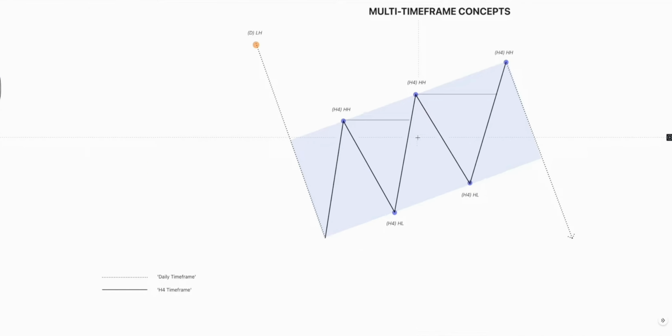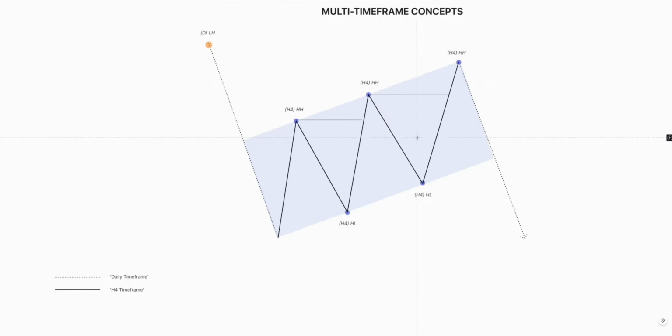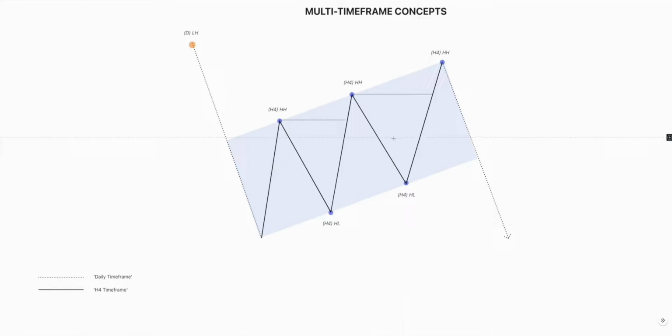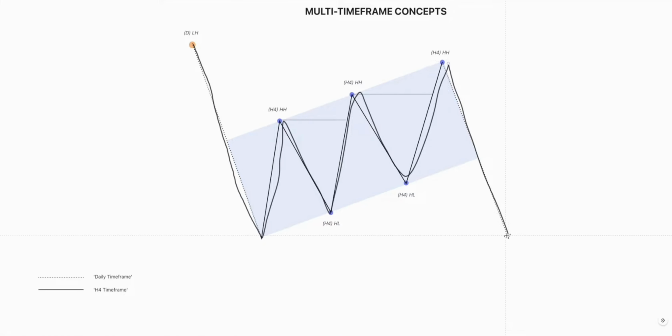Now, we've just got a little bit more theory to go through, and then we will jump on the charts and we will have a look at some live price action, and we'll also have a look at some trade examples as well. So what I want you to imagine is that this is the daily time frame here. So we have a daily impulsive run to the downside. We then have a daily corrective pullback, and we are expecting another daily impulsive leg to the downside, okay?